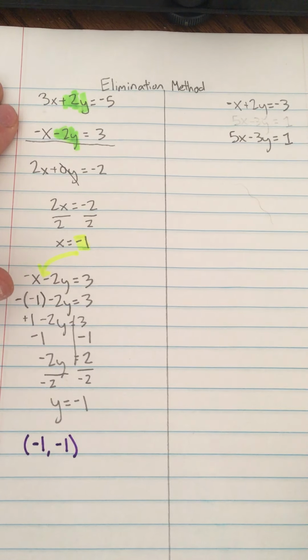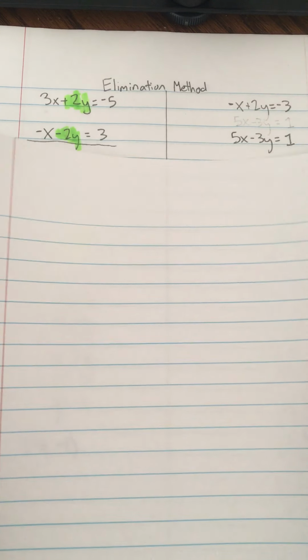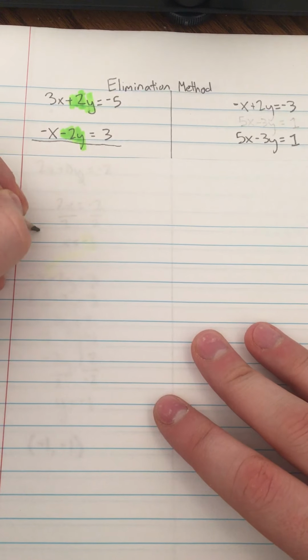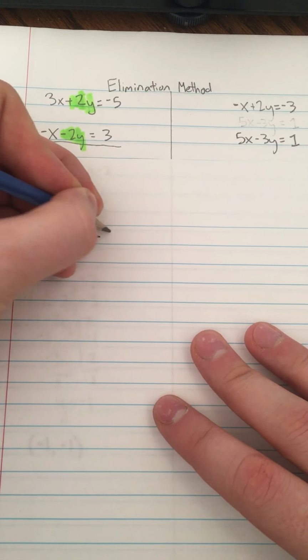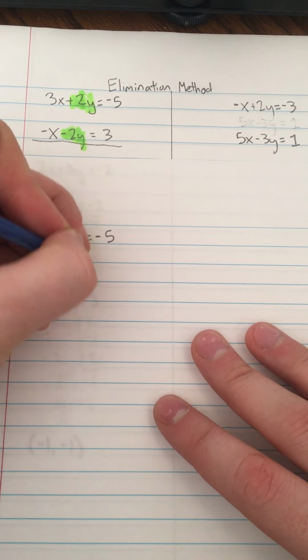We could have thought of this problem in another way besides adding. We could have thought of it in terms of subtracting. So if we think of it in terms of subtracting, the problem would look a little different. And I'm going to show you that. So I'm going to take the original equations. 3x plus 2y equals negative 5, and negative x minus 2y equals 3.